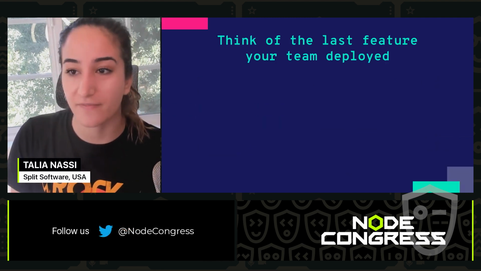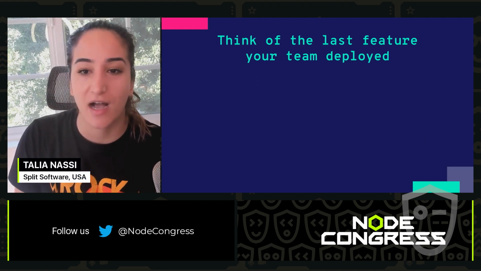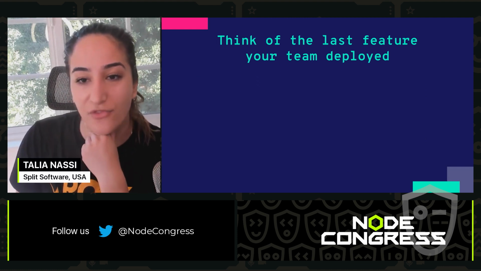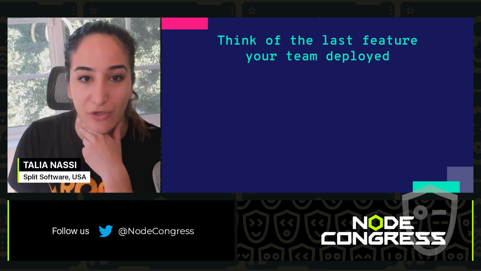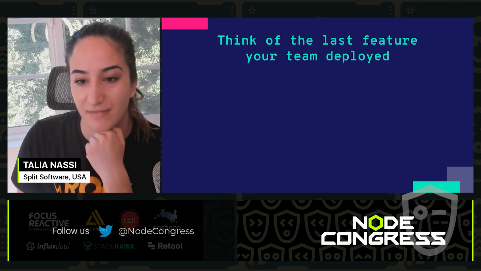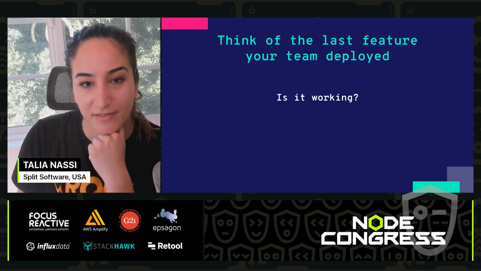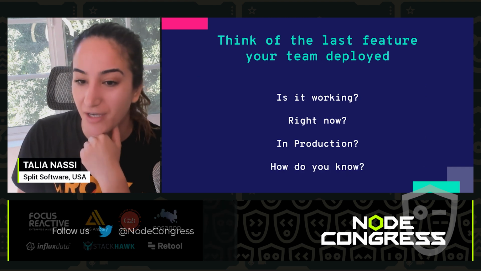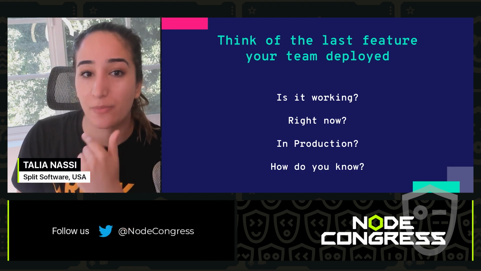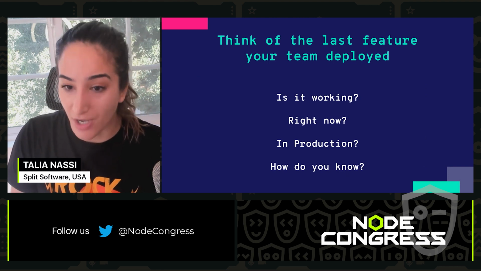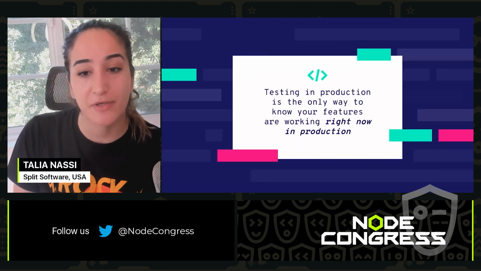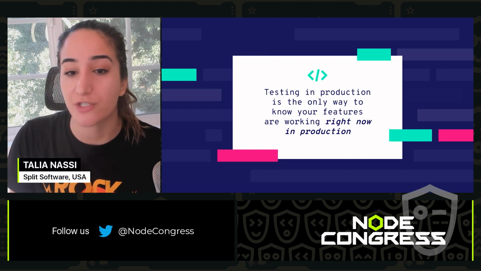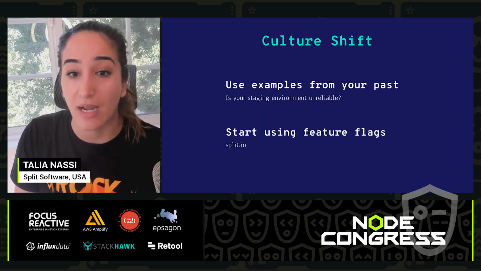And if I haven't convinced you that this is a good idea, I would like everyone to think of the last feature that your team deployed. Is it working right now? In production? How do you know? Your users haven't reported anything to you, so you don't know. Testing in production is the only way to know that your features are working in production right now.